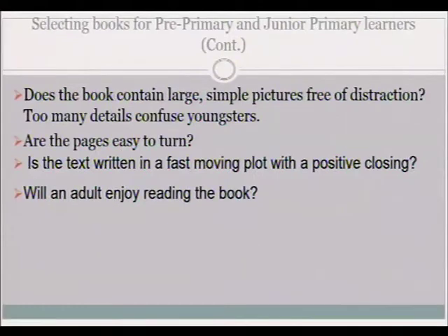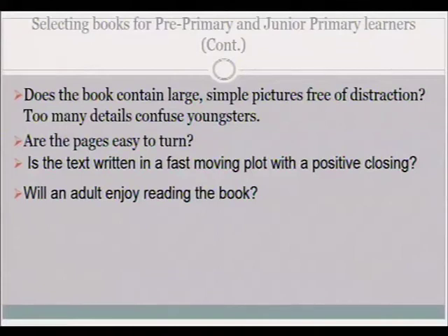Then, does the book contain large, simple pictures free of distraction? There are times when you have a book that has little pictures here and there, and the children may not be able to follow. But if they are large and they illustrate the point of the book, you must also consider that, because if you have too many details, the children may get confused.